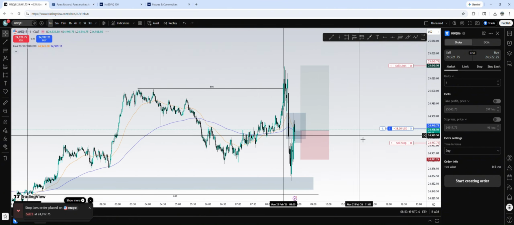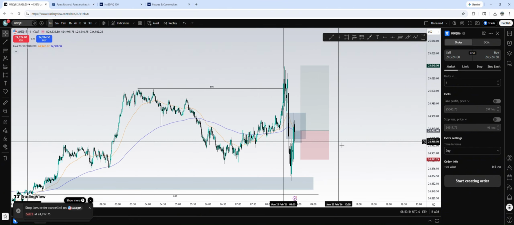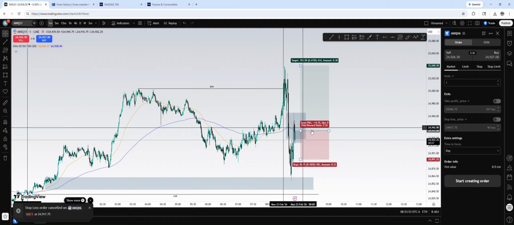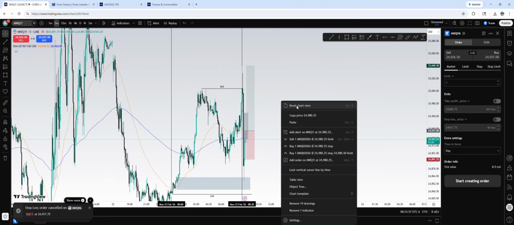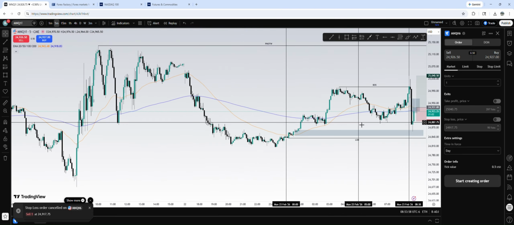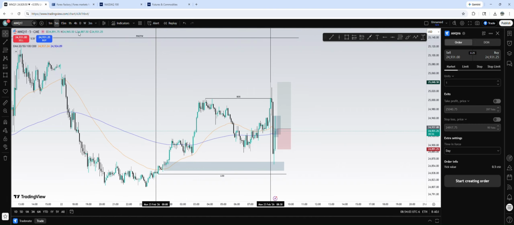All right, so I'm gonna take this entry here. Again, we just got stopped out almost instantly on it, which is fine. But what I was looking at is, again, this lower time frame. I respect the 1 hour and the higher time frame more than I respect lower time frame liquidity.